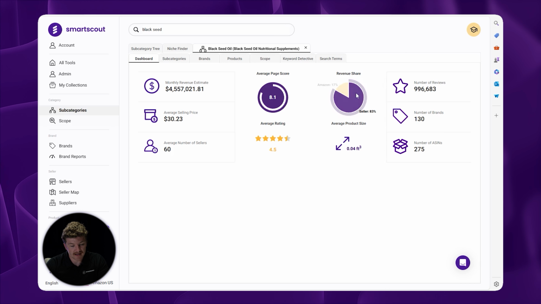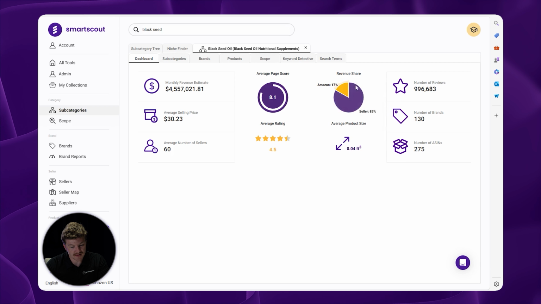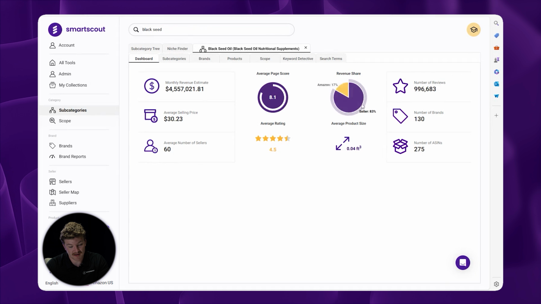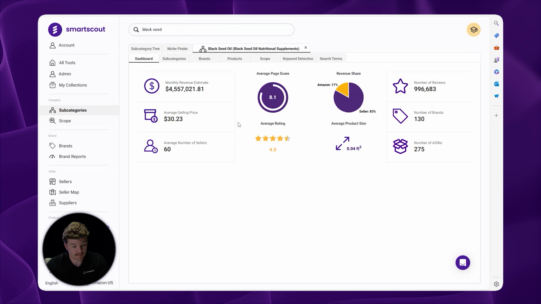We sell ourselves. Now we want to identify which subcategories we can actually get into, right? We do not want to be competing against the Goliaths, the ones that sell through vendor central, the ones that we are going to be having an uphill battle against. And the way that we analyze that is through this little pie graph here. We can see that vendor central has only about 17% of this subcategory, which indicates to me that we've got 83% that we can compete against.